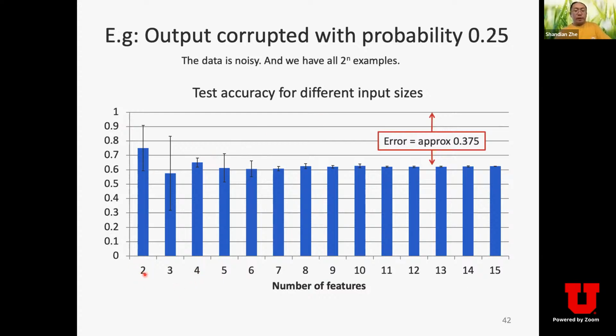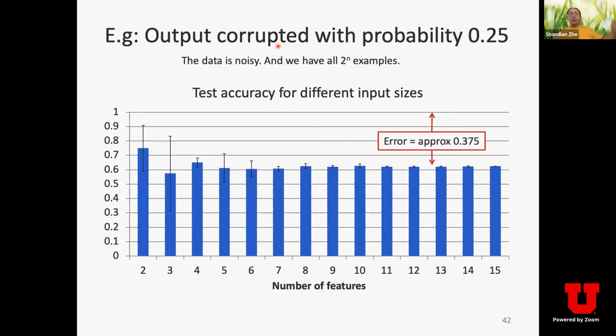The x-axis is the number of features, right? So for every particular choice of number of features, you just use 2 to the power of n examples for training, and 2 to the power of n examples for testing. But before that, of course, you need to conduct some random corruption procedure, where for each training example, the label has the probability 0.25 of being corrupted. We do the same for corrupting test examples.